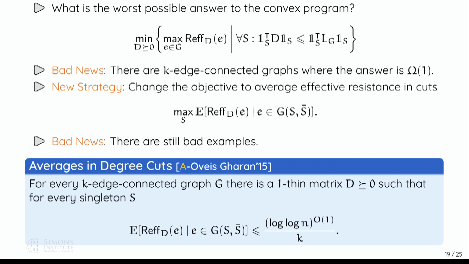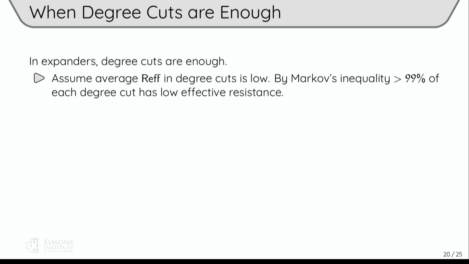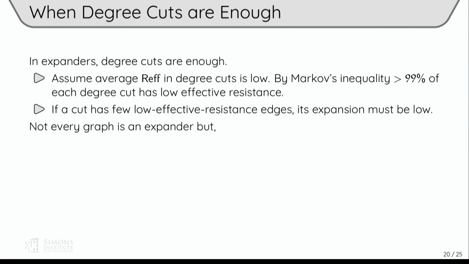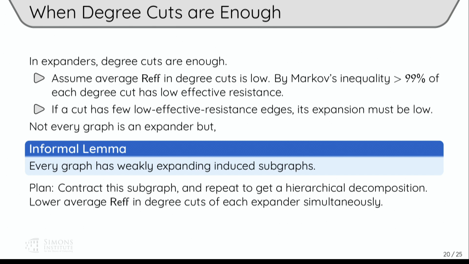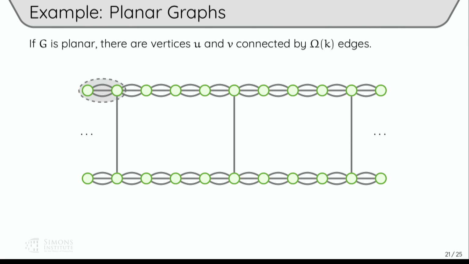To make sure that you find such a k-edge connected subgraph, one strategy is to make sure that the average effective resistance in every cut is small. That would imply k-edge connectivity of low effective resistance edges. That's still bad news, but there are some strategies that you can use to deal with this. Since I'm running a little bit low on time, let me just skip these.